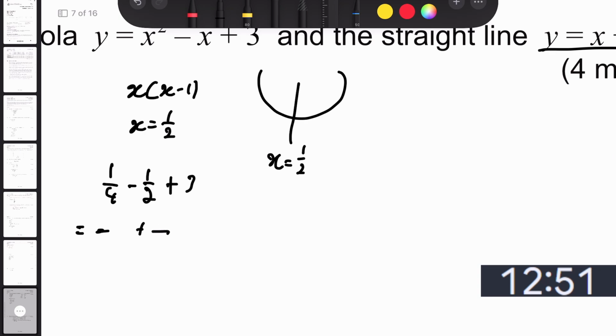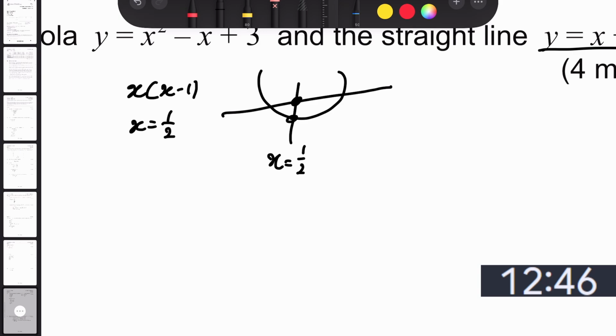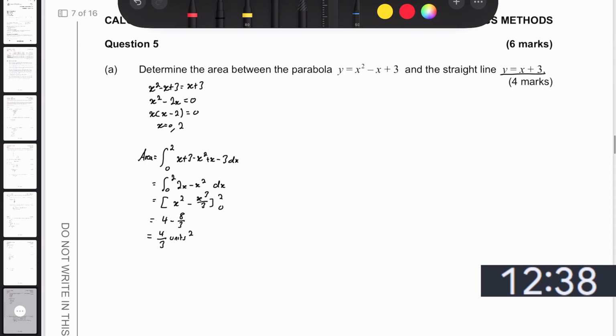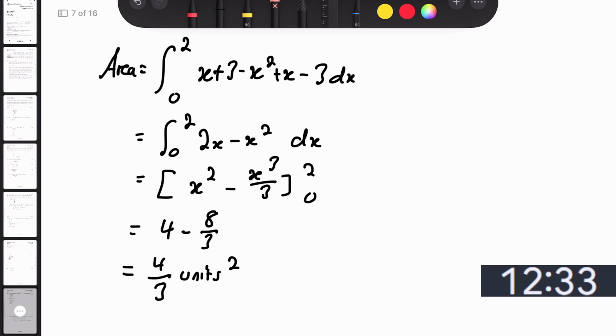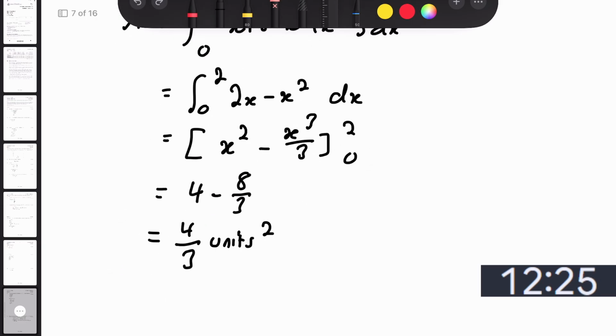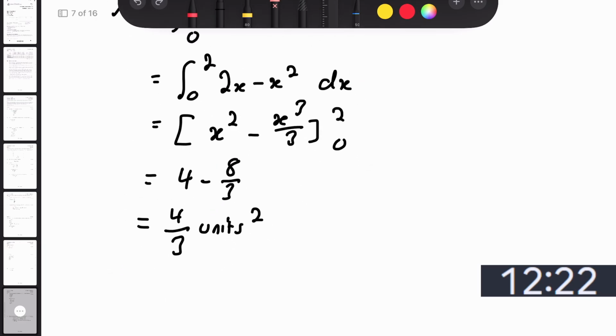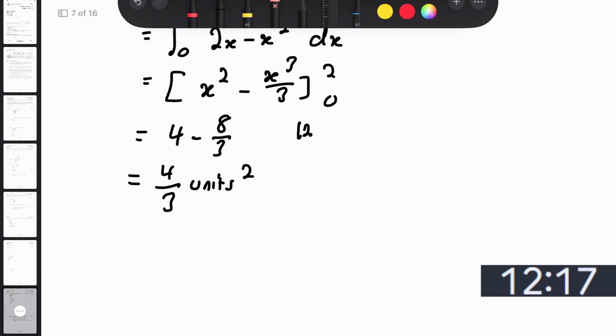So yeah, the line is taller than that, because this would be 11 on 4, and this would be 14 on 4. So the line is above the parabola. It doesn't make sense because we've got a positive area here. So then we go from 0 to 2. The 3's cancel out, so 2x minus x squared, raised to new power, divided by new power. The bottom, the 0 will just be 0, so that's 4 minus 8 on 3. So that's 12 minus 8, which is 4 on 3.